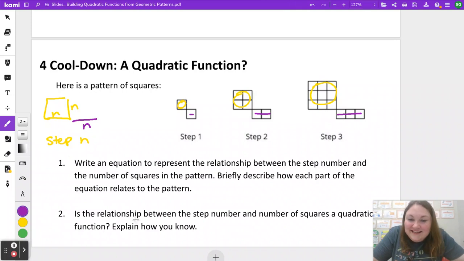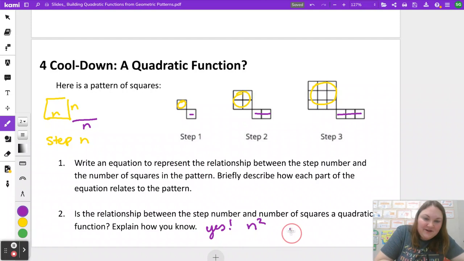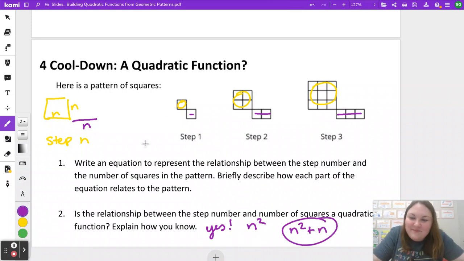When we look at this then, is this relationship a quadratic function? Yes. I know it is because there's that n squared involved. Specifically, this pattern is the pattern n squared plus n. N squared represents that yellow part of the picture. I wish I'd written it in yellow. And then that plus n is that extra row of squares each time in purple.